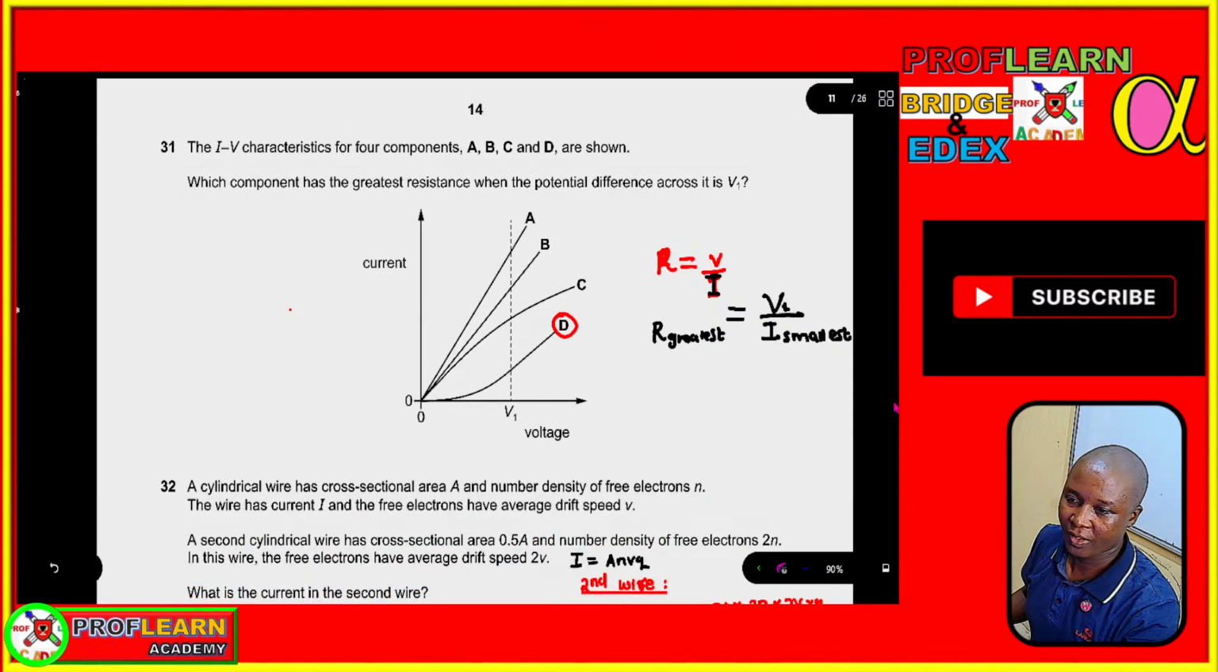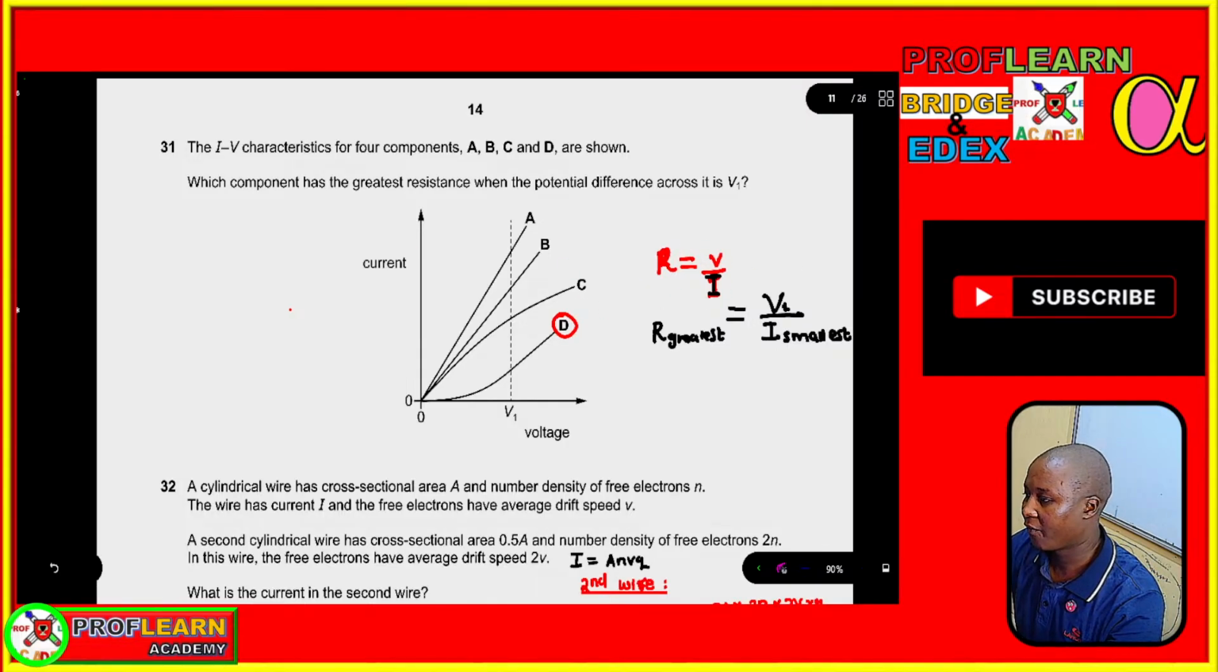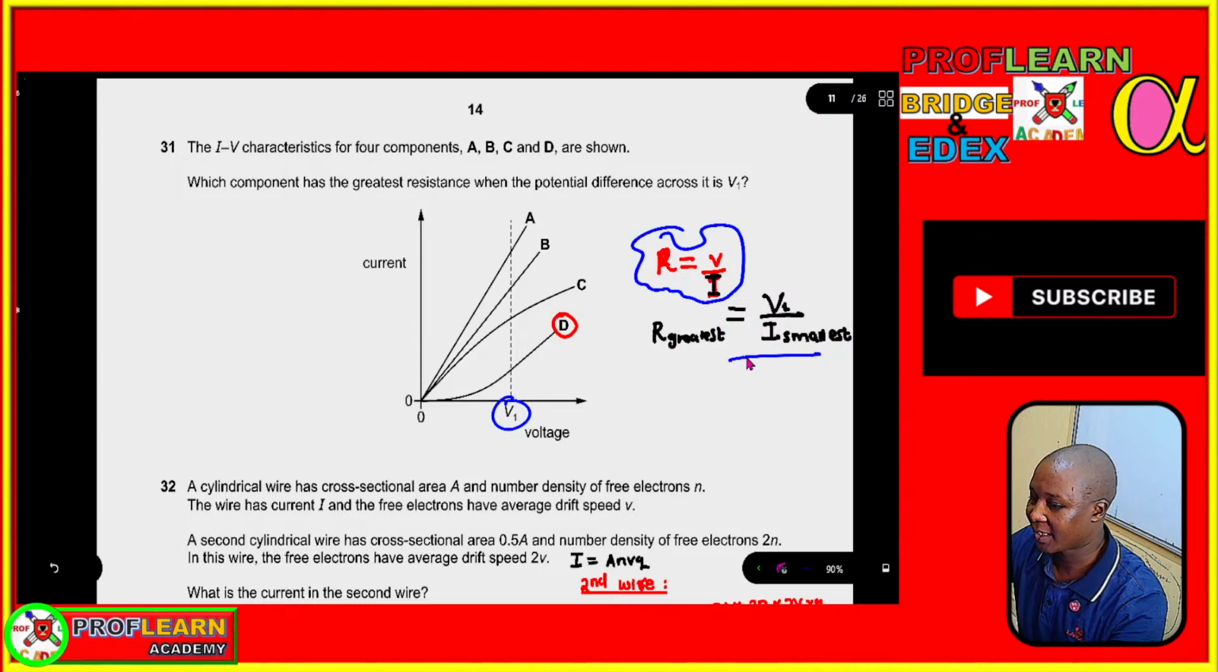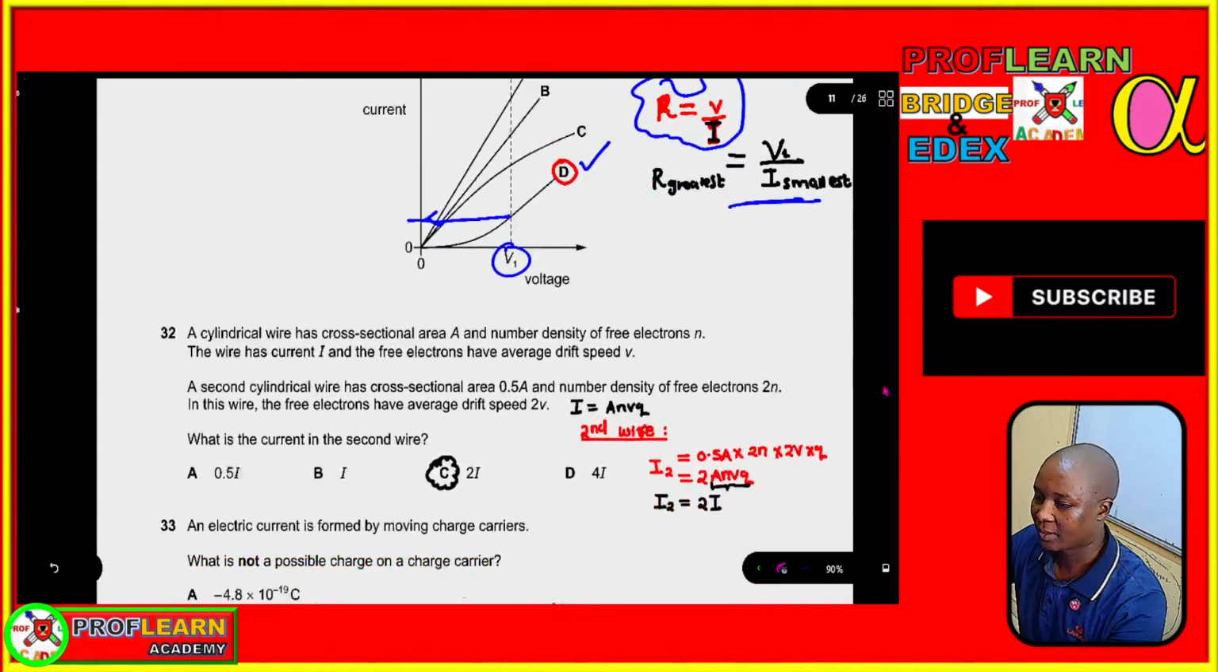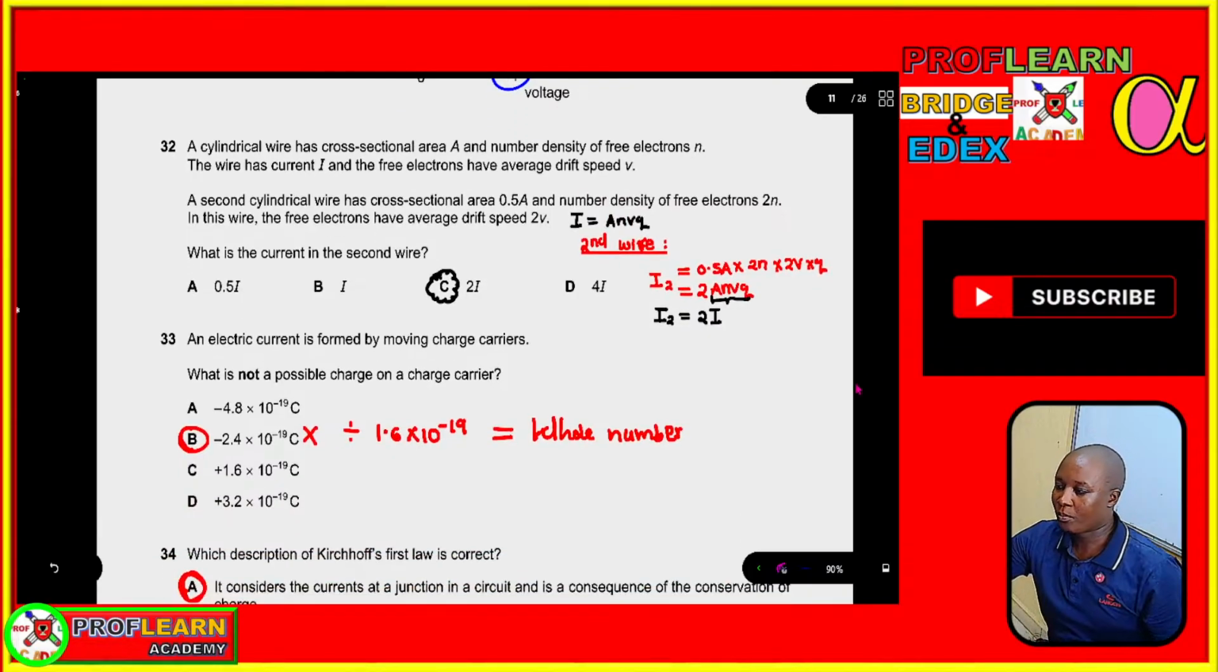We have the IV characteristics of four components A, B, C, and D, shown there, and we ask which component has the greatest resistance. Remember, resistance is given by V over I. The voltage given here is V1, so for the greatest resistance we need the smallest current, and the smallest current is at this point. So that is component D.